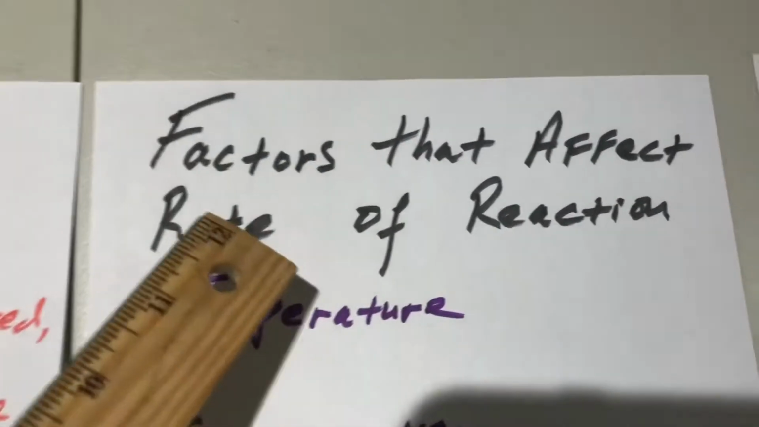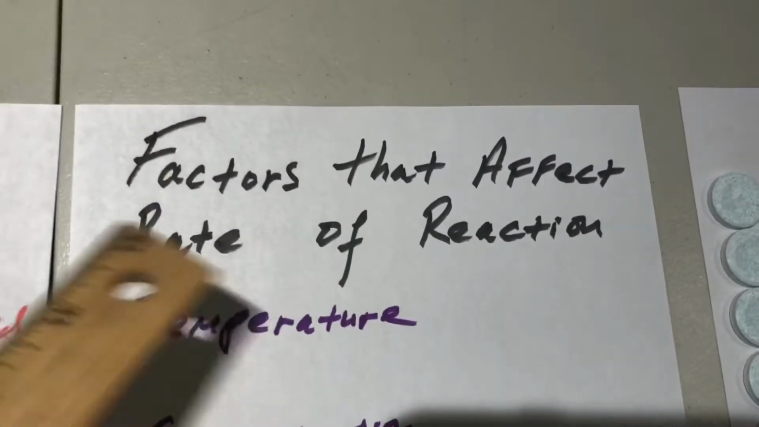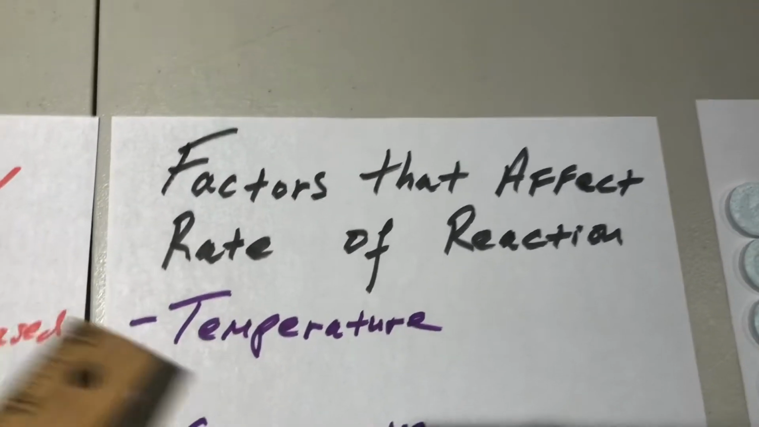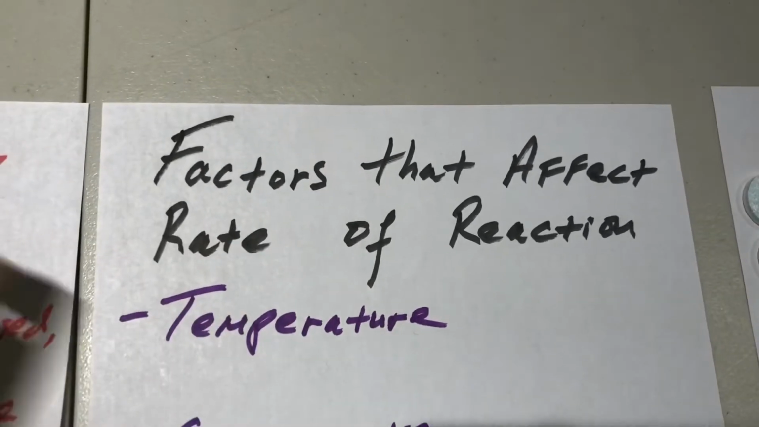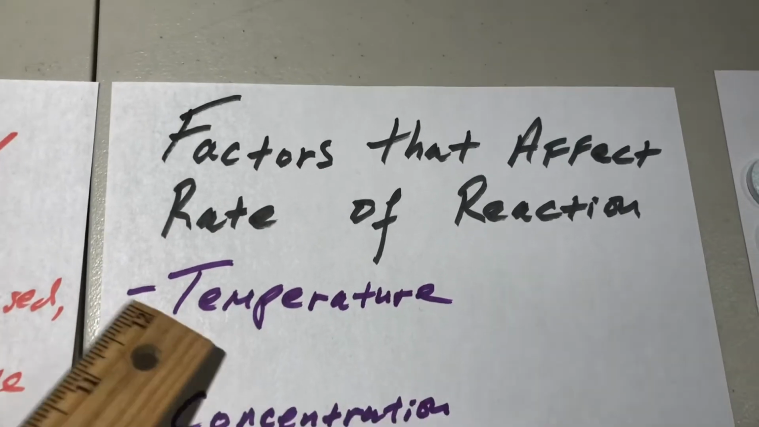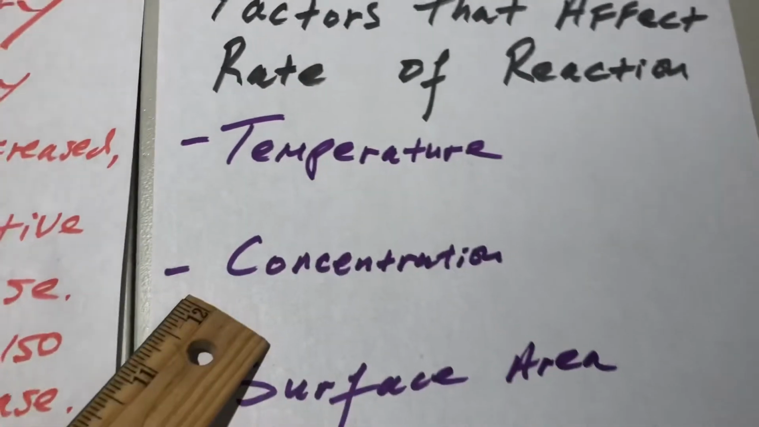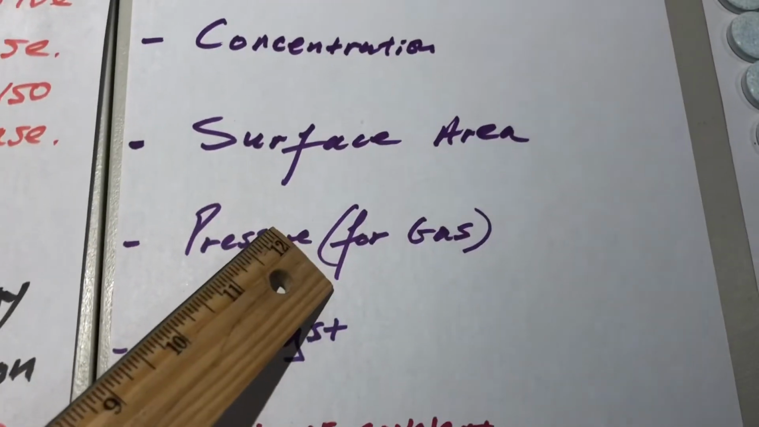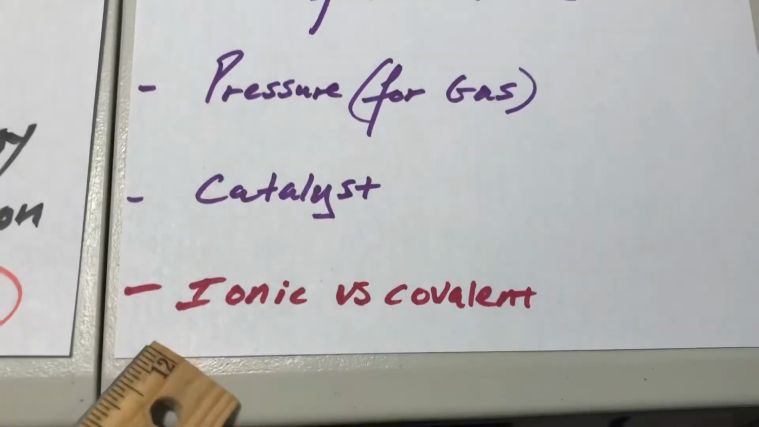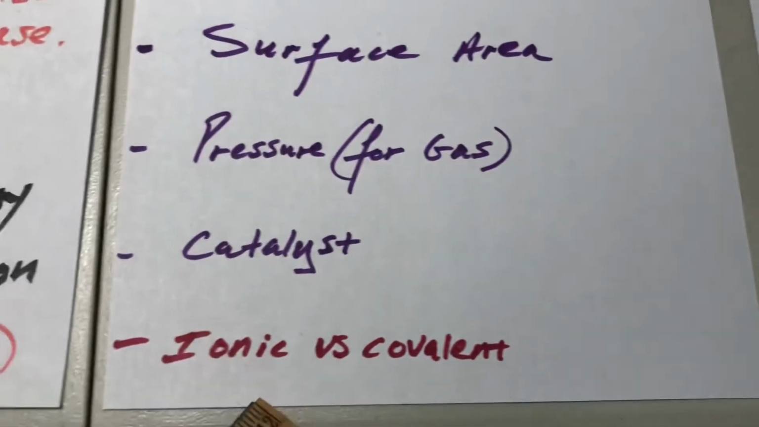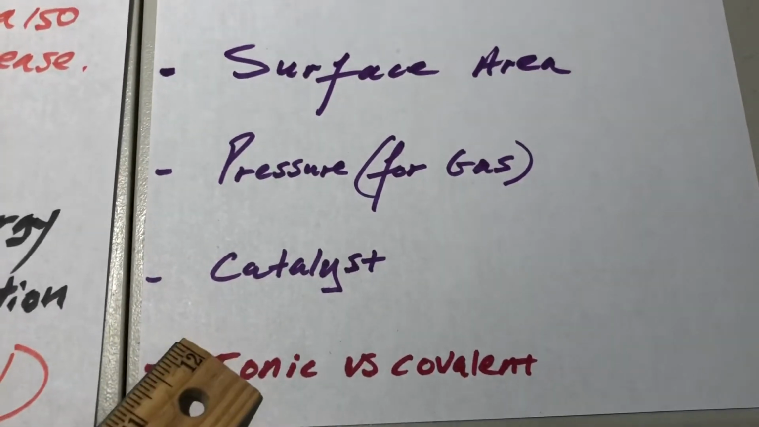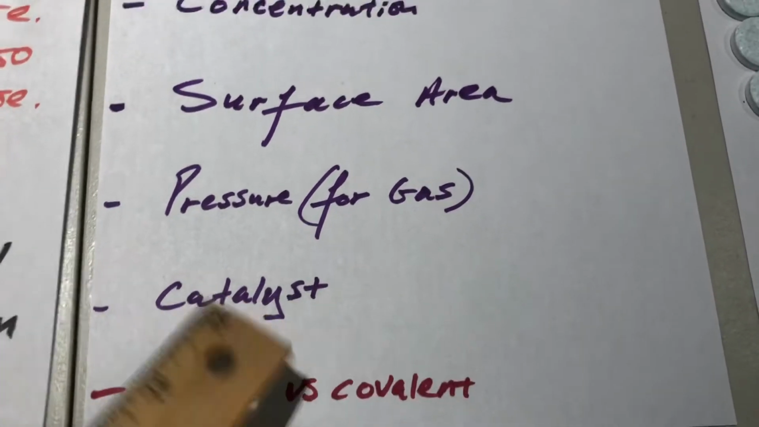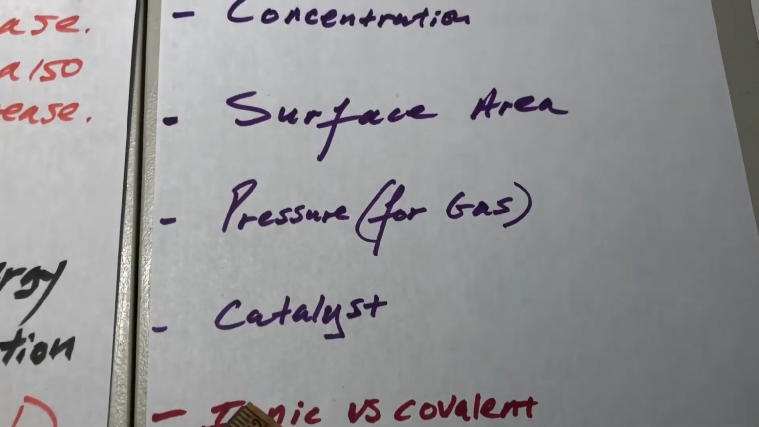We also agreed in class, folks, that there are a certain number of factors that affect the rate of reaction. A number of these are common sense, like temperature, concentration, surface area, pressure for gases, catalyst, and ionic versus covalent. We tended to agree that ionic reactions in general react faster than covalent. There's a little controversy about that, but that's the situation.